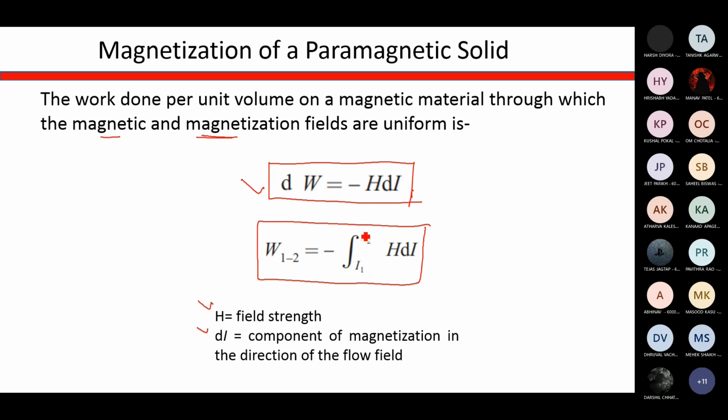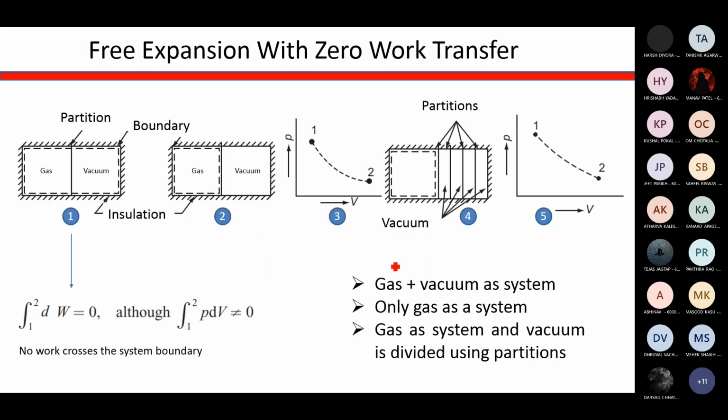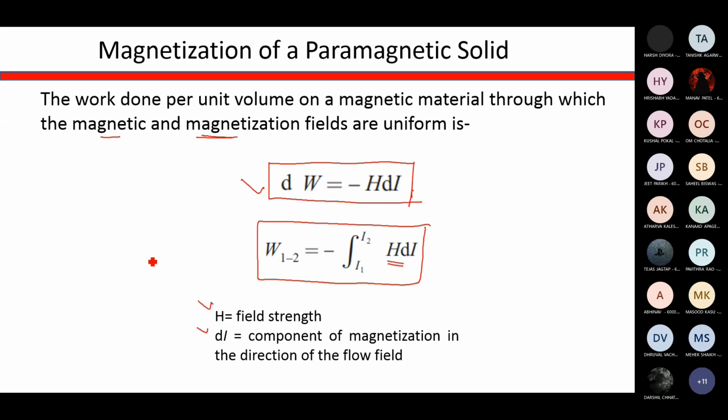W1-2 is minus integral I1 to I2 of H dI. Again, the significance of the minus sign is that the work is done on the system. So that's why the minus sign must be there. Done. So that's all about the different types of work other than PdV work. As I said before, the total work can be the sum of any of these 7 types of work along with PdV work. Right? Is it clear?